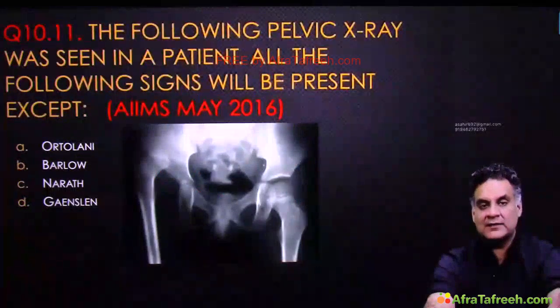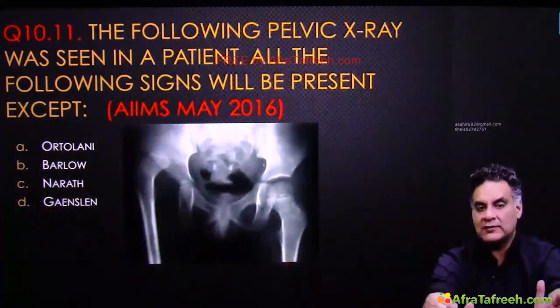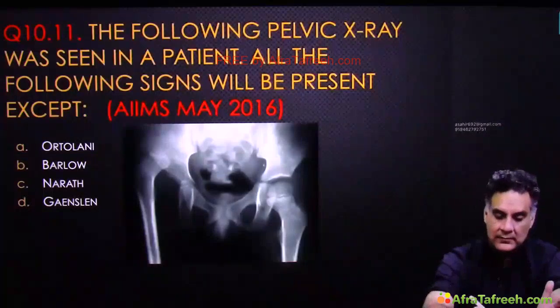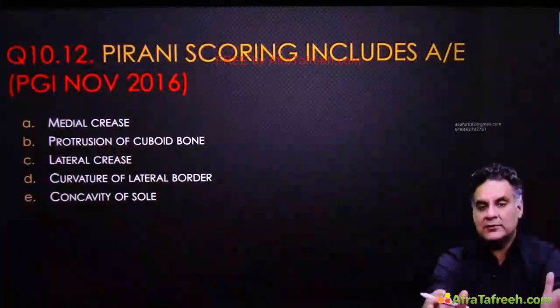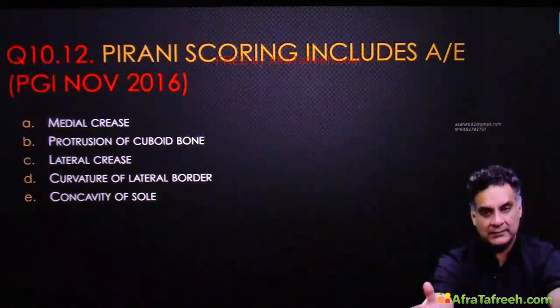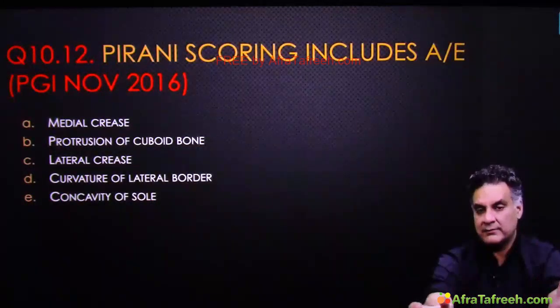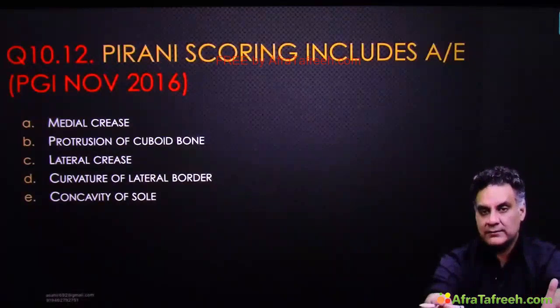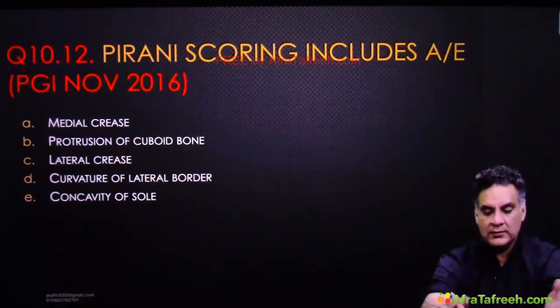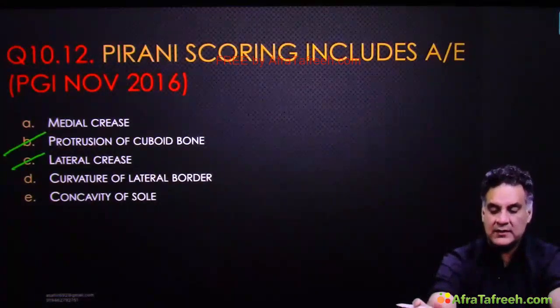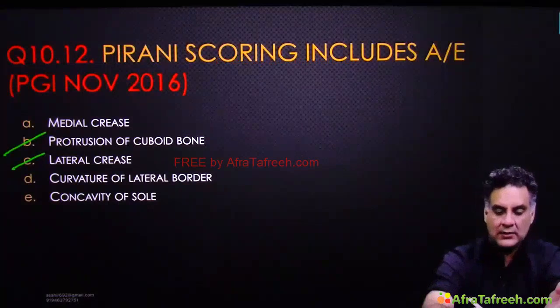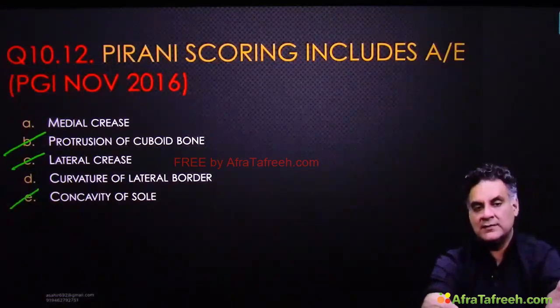The following pelvic X-ray was seen in a patient. All the following signs will be present except Ganslen, which is for sacroiliitis and will not be seen. Pirani score includes all except. So which of the following is not a part of Pirani? Medial crease, so you do have a medial crease. Protrusion of the cuboid bone is not a part. Lateral crease is not there. You have a posterior crease. Curvature of border is there. Concavity of sole is not there. So answer is B, C and E.